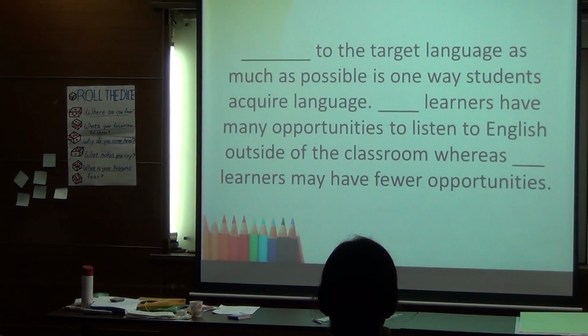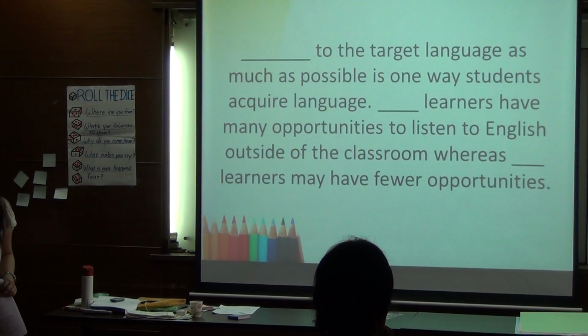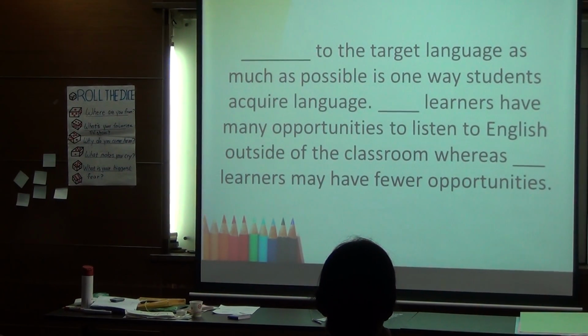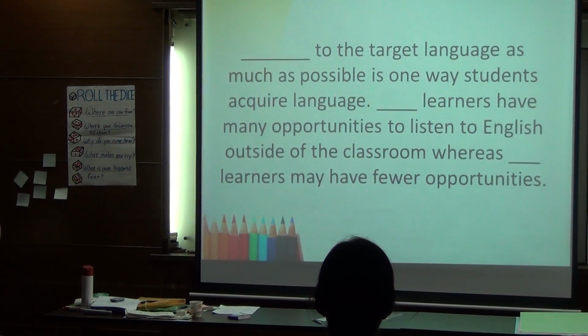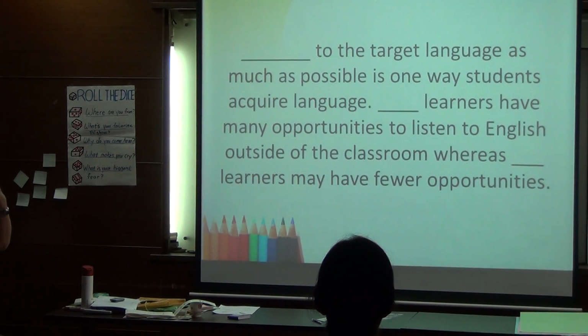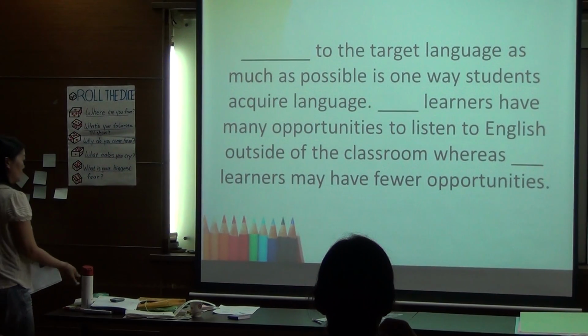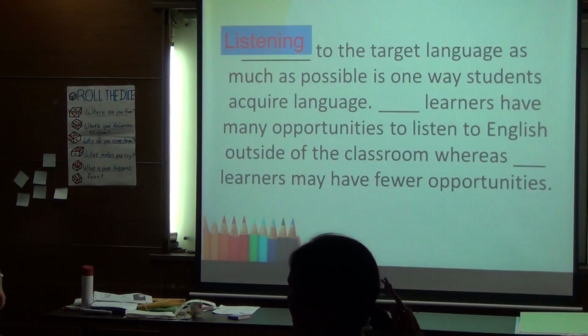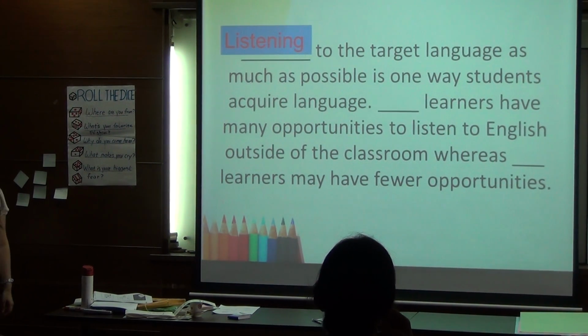So the second one would be L2 learners. So we're thinking about English as first language or second language? Foreign language. Native. So I guess native. So rich and poor listening level. I think rich and poor, I mean, yeah, rich and poor.